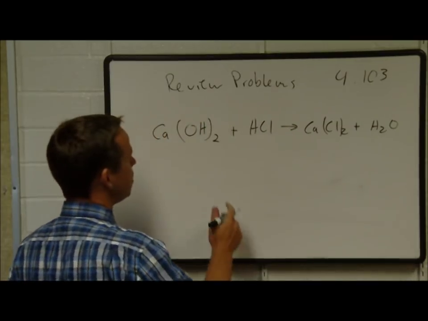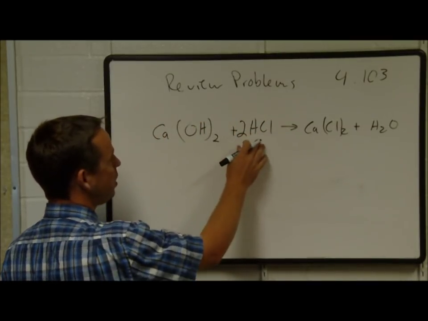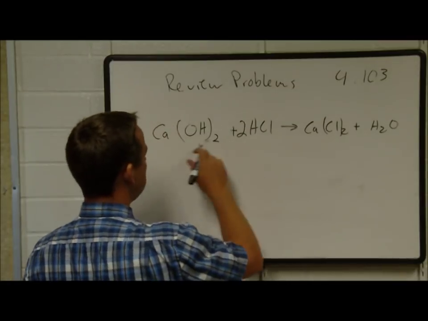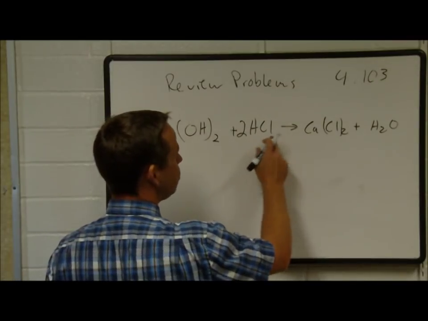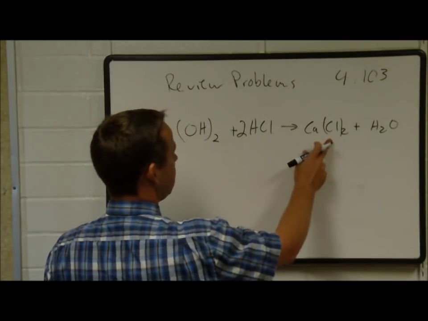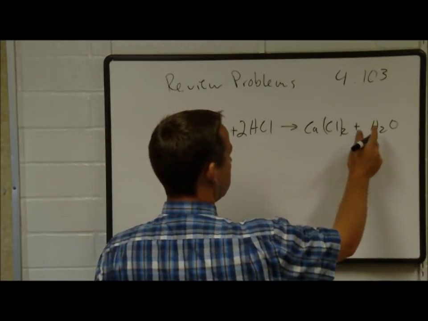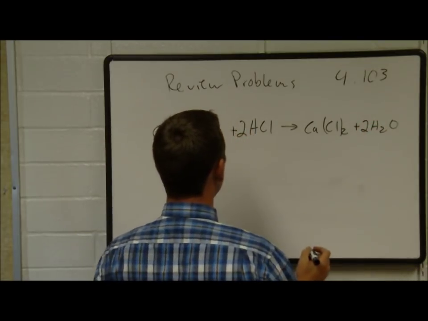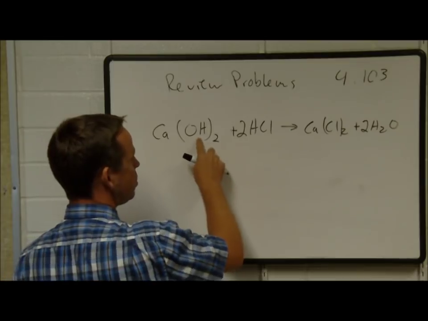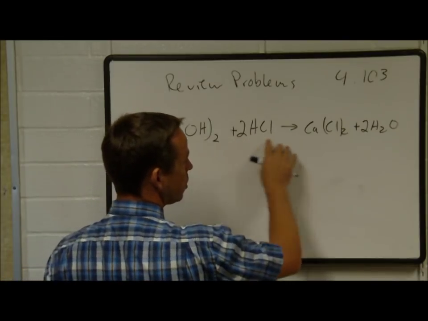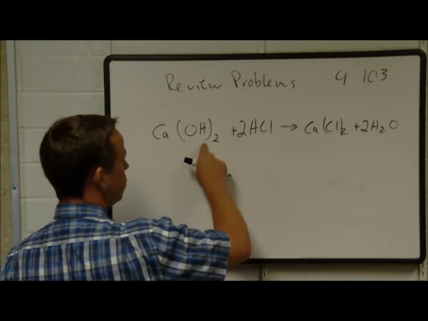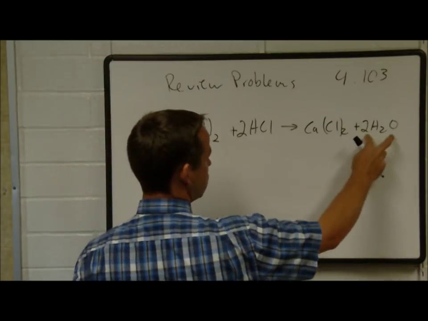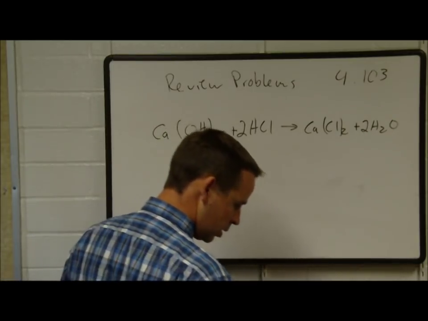Yeah. All right, so we see that we're going to need 2 of these because we have 2 chlorides over here. 1 calcium, 2 chlorides, 2 chlorides. And we're going to get 2 molecules of water. There's 2 hydrogens here, 2 more hydrogens here, so that's 4 on the left, 4 on the right. 2 oxygens on the left, 2 oxygens on the right. So that's the balanced equation there.